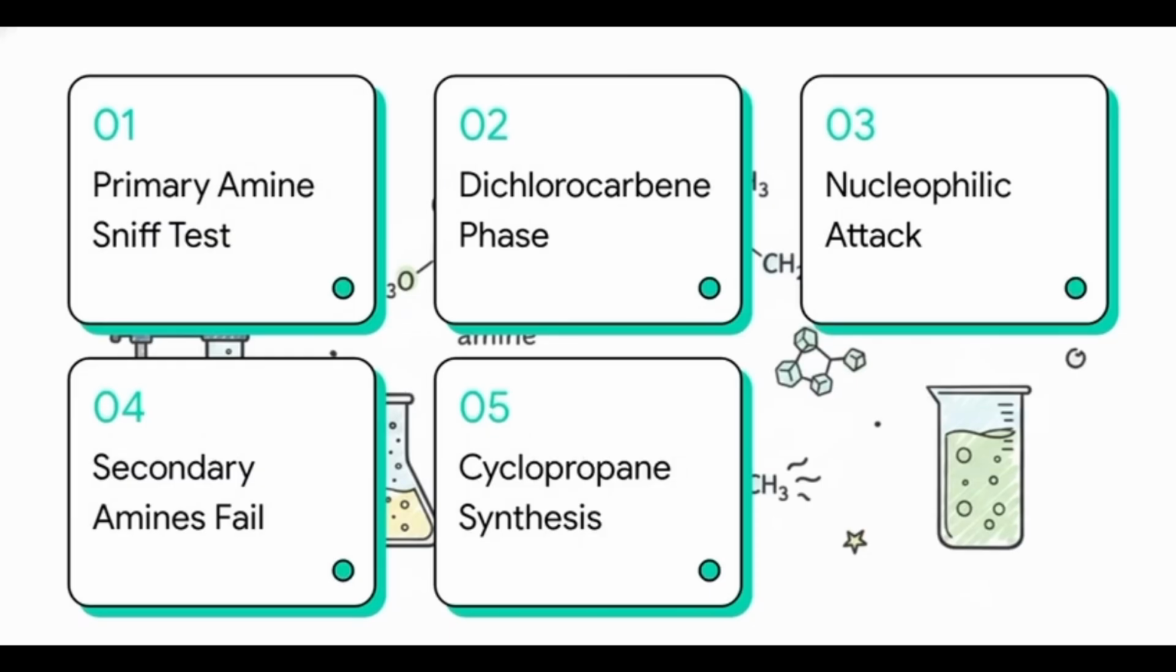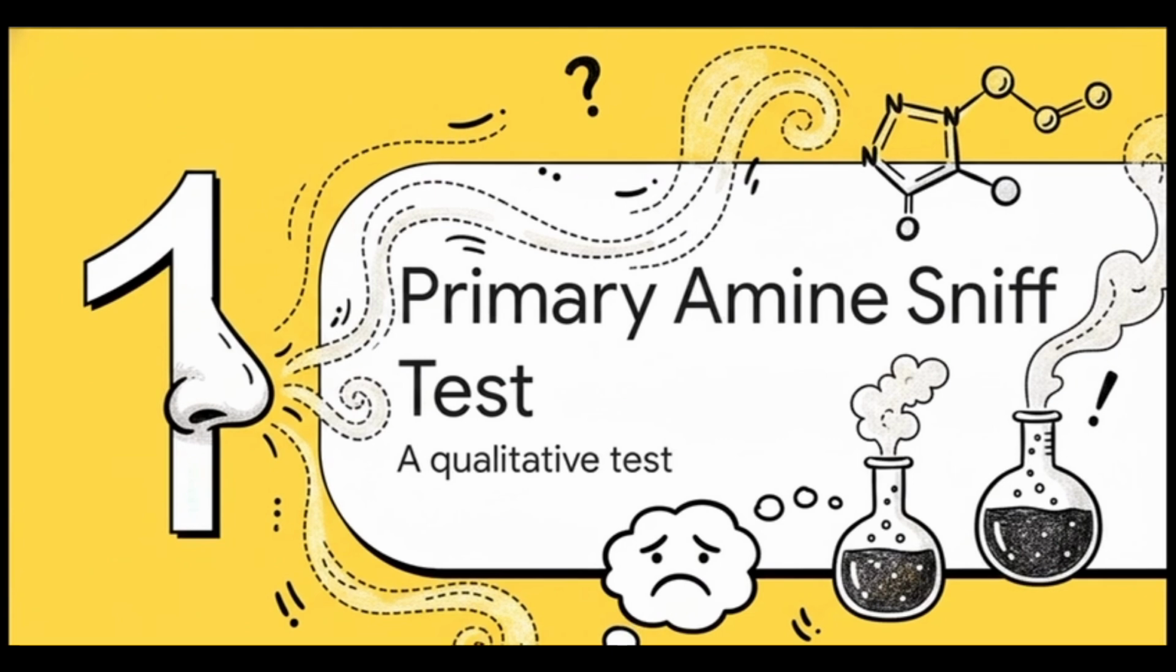To get you completely exam ready, here's our roadmap for today. 1. The primary amine sniff test. 2. Creating dichlorocarbene intermediates. 3. The nucleophilic attack phase. 4. Why secondary amines fail. And finally, 5. Cyclopropane synthesis contrast. All right, starting with Section 1, the primary amine sniff test, a rather pungent qualitative test.